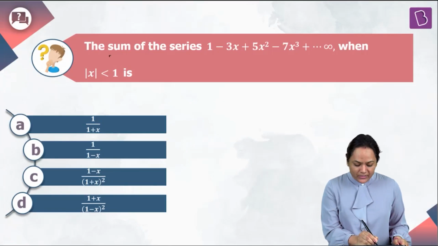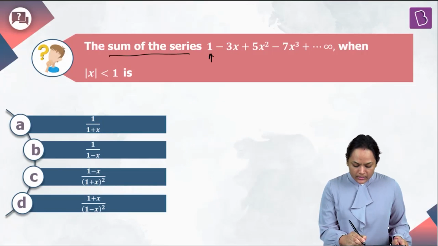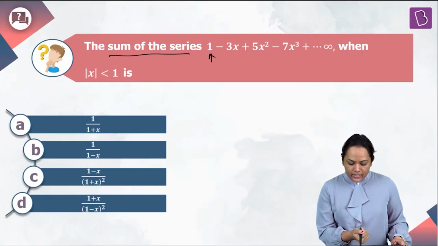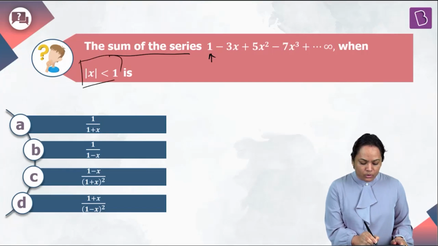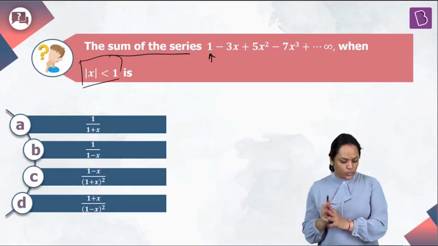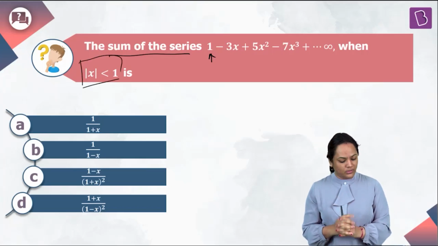The sum of the series 1 minus 3x, 5x square, minus 7x cube, and so on till infinity. One condition is also given that mod of x is less than 1. That means x is lying from minus 1 to 1. They have given us 4 options here.